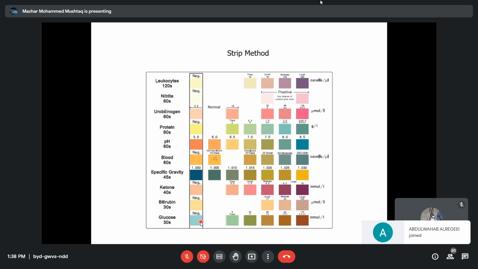If it is this color, it is negative. If it is a very small amount, we write it as traces, +1, +2, +3, +4. And at the top, you can read the concentration also, 5 millimole per liter, 15, 30, 60, 110 millimole per liter. Similarly, if you look at the bilirubin, they are small, moderate, or large. So there are different ways to express the result of the strip method.